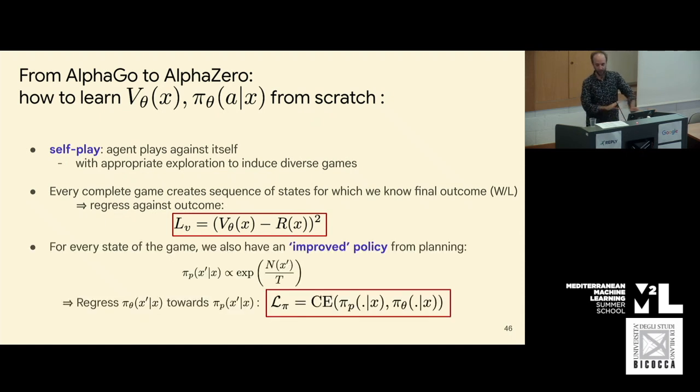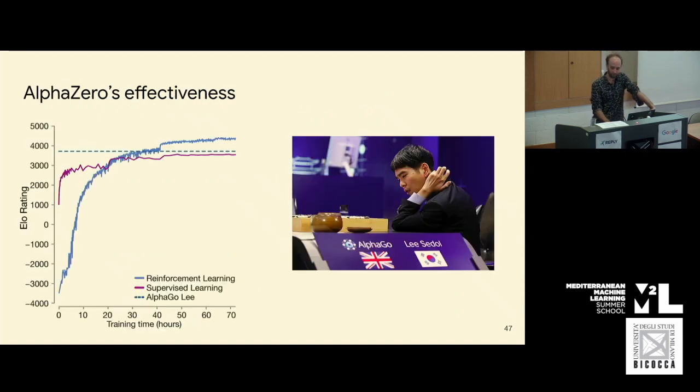So that's the value. The second bit, which is a bit more subtle, is that for every state of the game, we also have an improved policy that comes from planning. As I said, this posterior policy that looks at the visit count is better a priori, hopefully, than the prior. Otherwise, there is no point in doing the search. If it was not better, then you should just act according to the prior. And so what we're going to do is regress the parametric neural network policy towards pi p. This is just a cross entropy, the classical term for supervised learning. I want my parametric policy to approximate the actions that the tree policy would have taken. And I do a gradient update on that. And so it boosts the level of the prior policy.